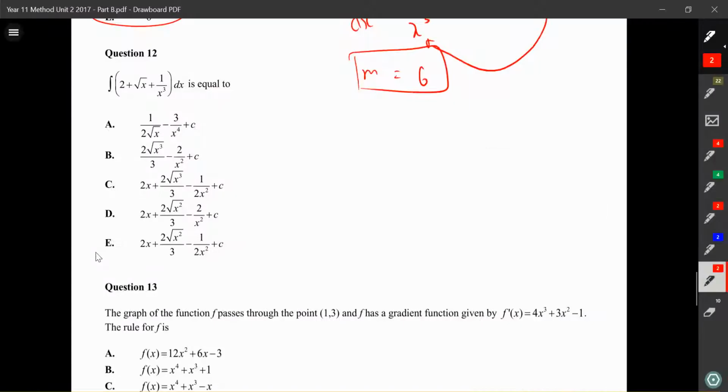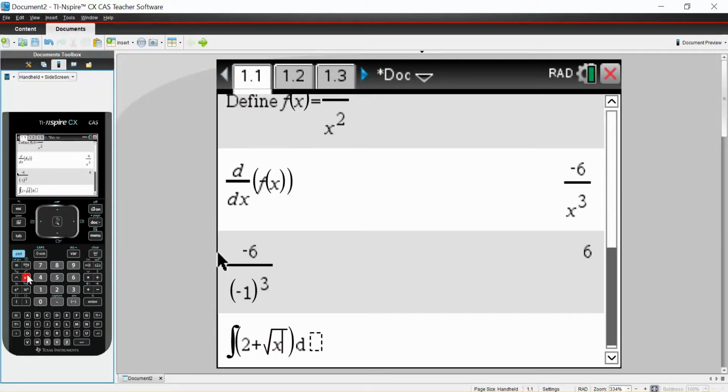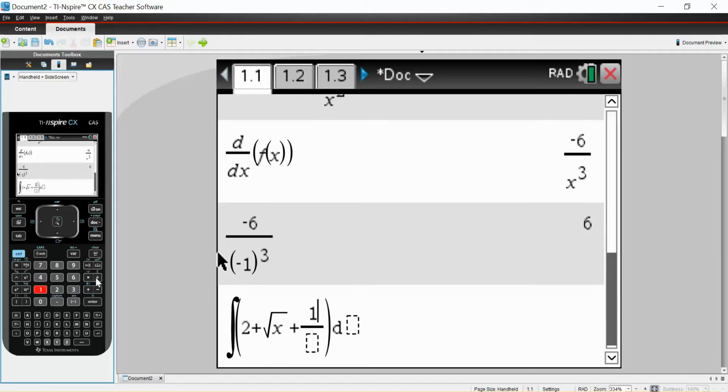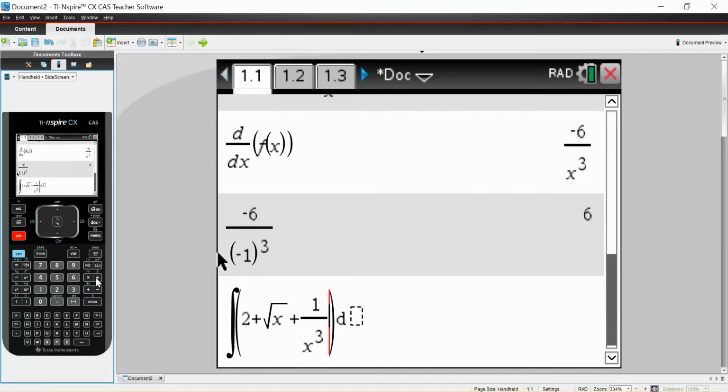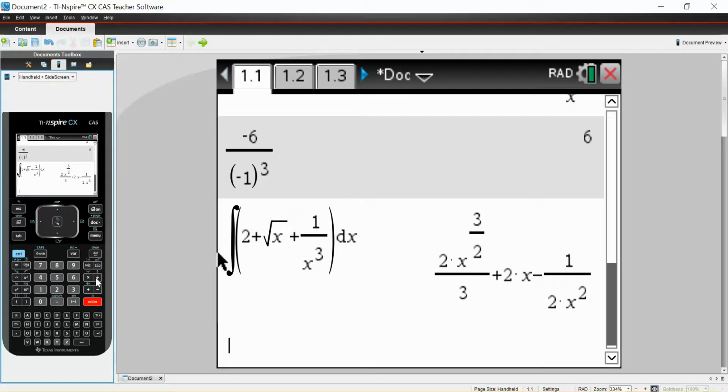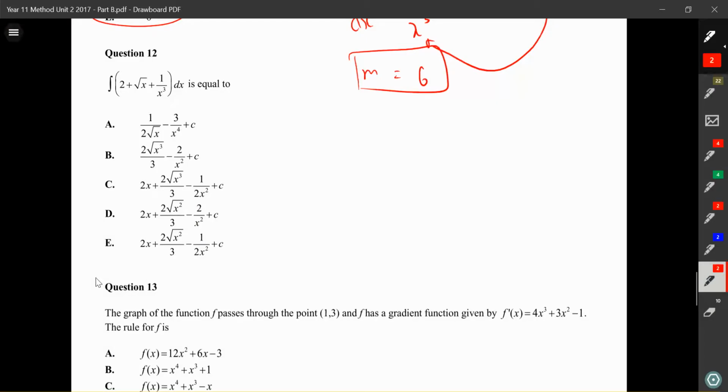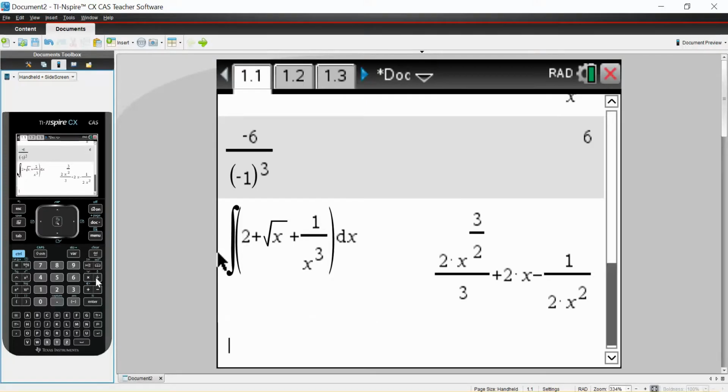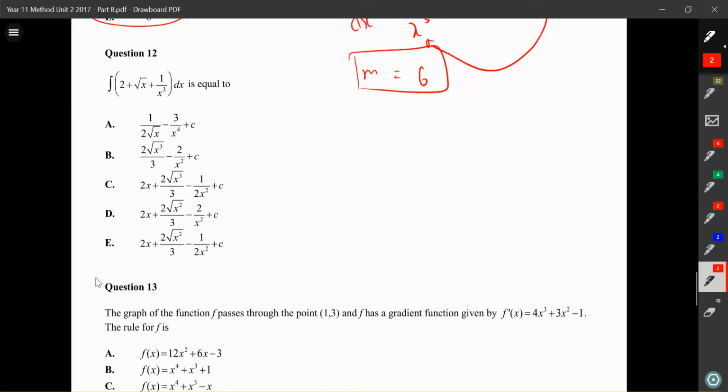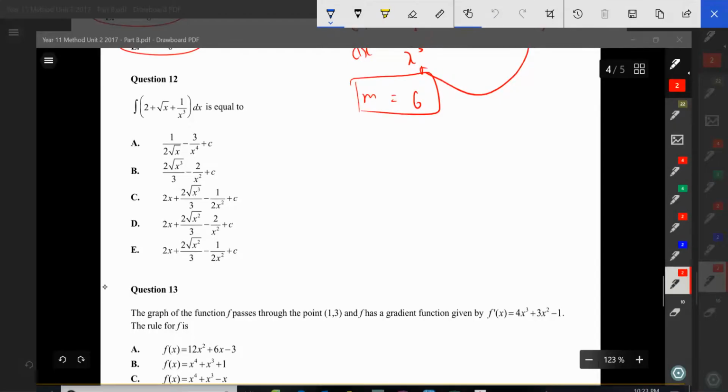Okay. Now type in what you have. You've got 2 plus square root of x, plus 1 over x cubed, with respect to x. Bam! Hopefully we can see our answer somewhere. What is that? Minus 1 on 2x squared. That's a 2x. Okay, I feel like the answer is getting very close to E, because you've got the minus 1 on 2x squared, you've got the 2x.